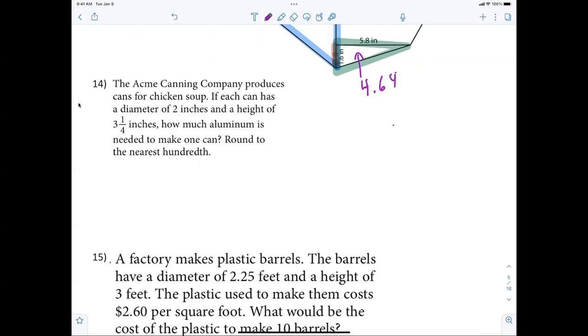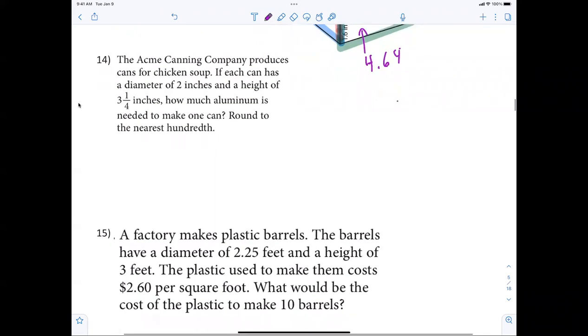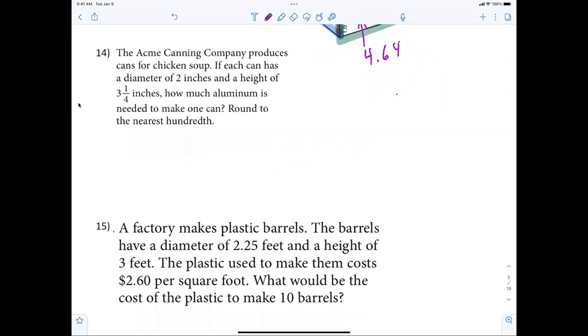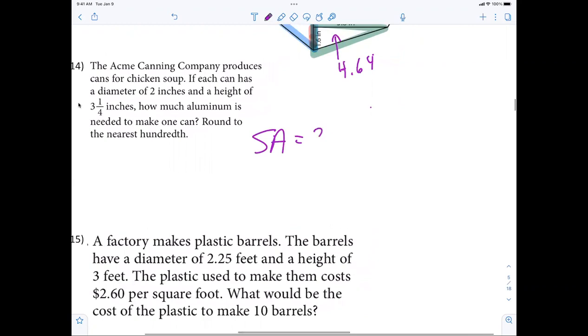All right, number 14. Here we go. We got cans of chicken soup. Each can has a diameter of 2 and a height of 3.14. How much aluminum is needed to make one can? So the amount of aluminum is just the what? Surface area. Surface area equals 2 times the area of the base plus perimeter times the height.